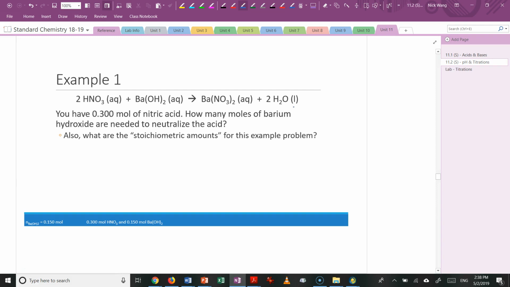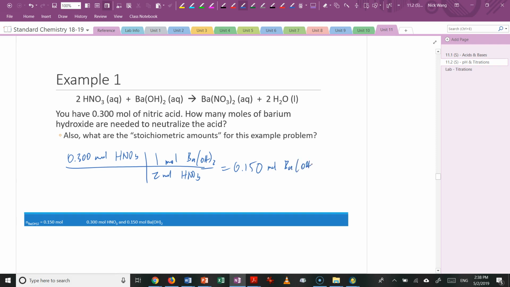Okay, so I'm given 0.300 moles of the acid, and then I'm being asked about the mole amount of barium hydroxide. Well, what do you know? You actually can do that fairly quickly because you have a balanced chemical equation to know that for every 2 moles of HNO3, you will also need 1 mole of barium hydroxide to react with it. So hopefully you can see the math on this one. It's pretty straightforward. It's going to be 0.150 moles of barium hydroxide.